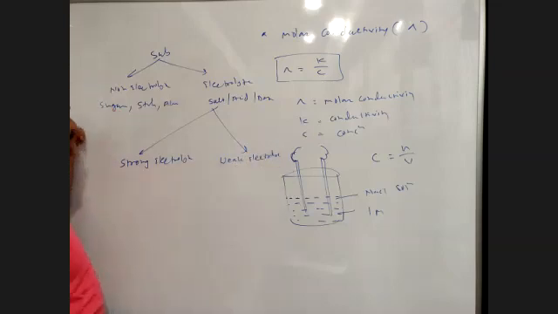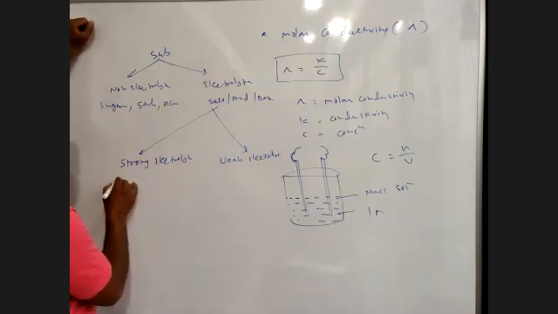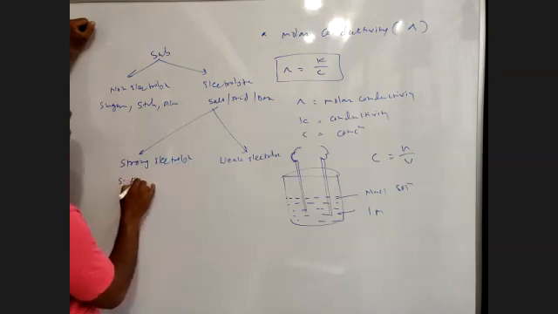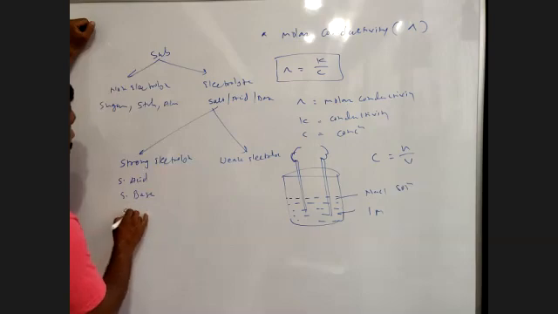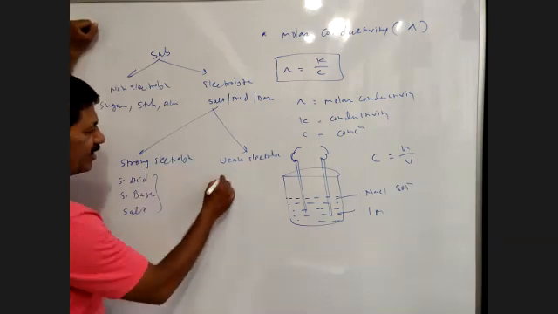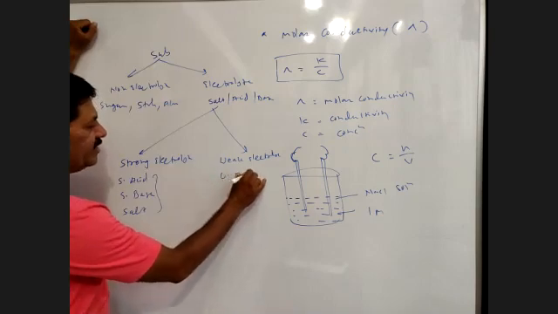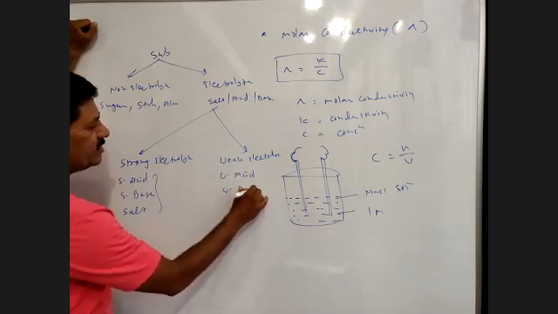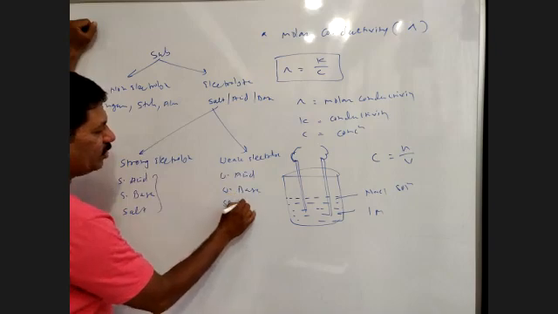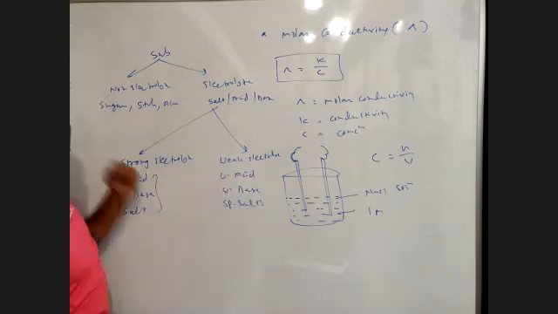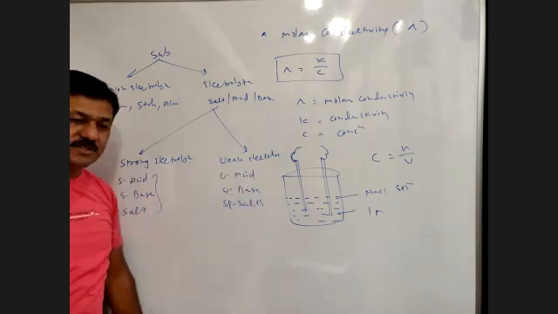Strong electrolytes and weak electrolytes. Strong electrolyte consists of strong acid, strong base, and all the salts are counted here in strong electrolytes. Weak electrolyte consists of weak acid, weak base, and sparingly soluble salts. Sparingly soluble salts count as weak electrolytes.